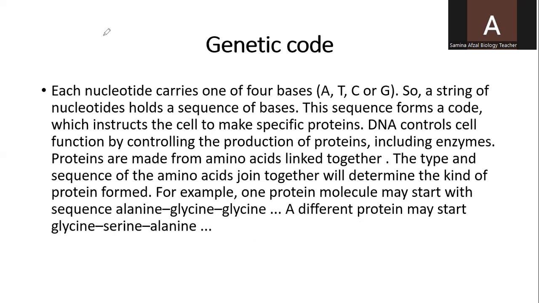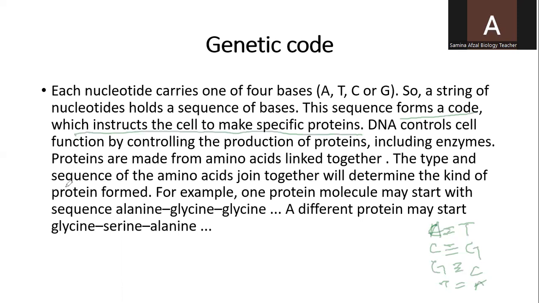Each nucleotide has one of the four nitrogen bases, so a string of nucleotides holds a sequence of bases. This sequence forms a code which instructs the cell to make specific proteins. For example, adenine always pairs with thymine, cytosine always pairs with guanine, guanine with cytosine, and thymine with adenine. So in this pairing, there will be the formation of the specific codes.